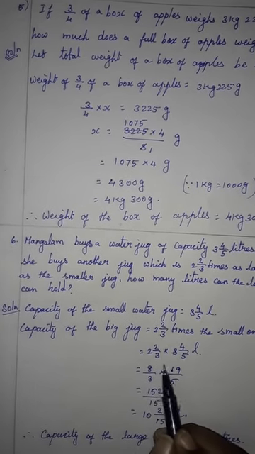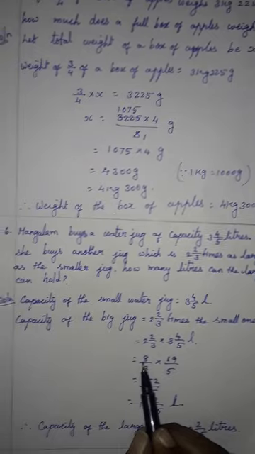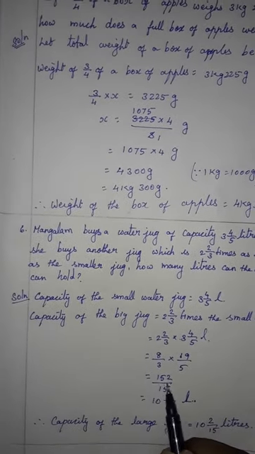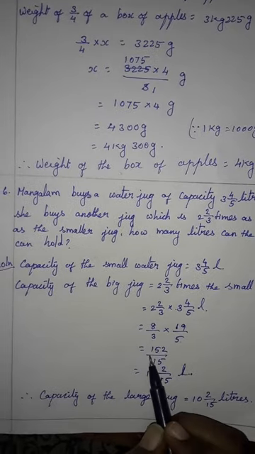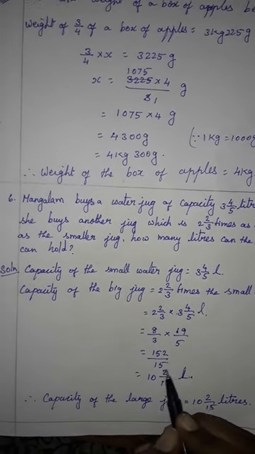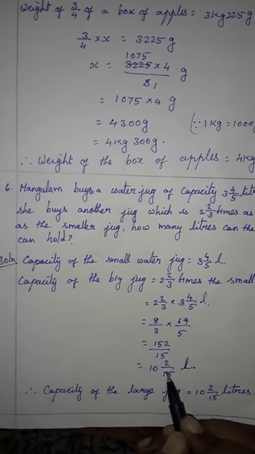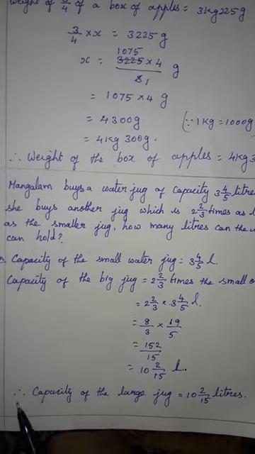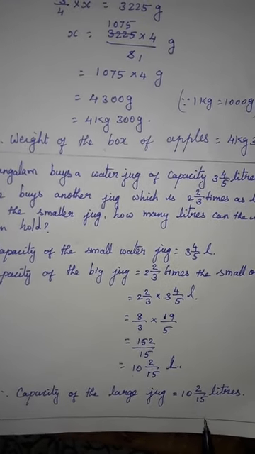Since it has no common factors, we can directly multiply it. That is 8 into 19 equal to 152 by 3 into 5 equal to 15. 152 by 15. It is an improper fraction. You have to convert it into mixed fraction. We get 10 2 by 15 liters. Therefore, the capacity of the large jug equal to 10 2 by 15 liters.